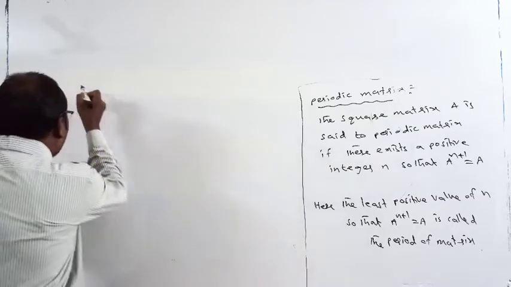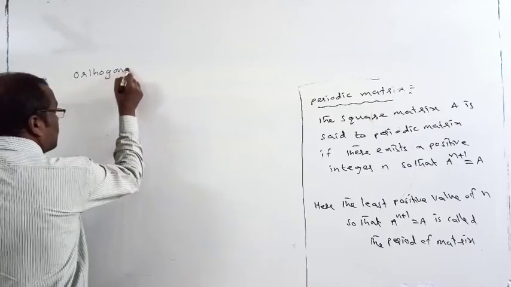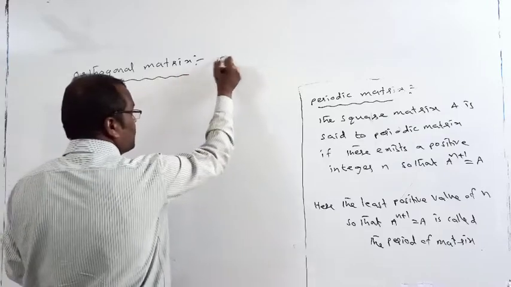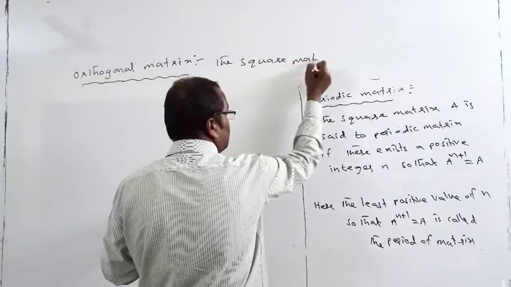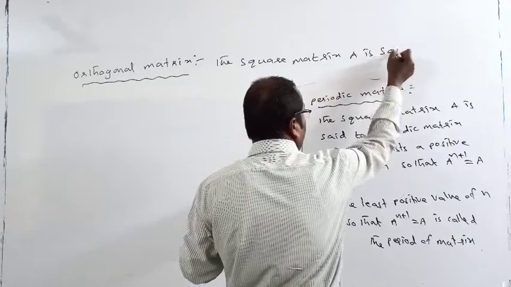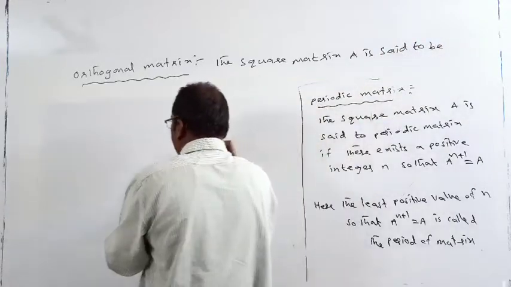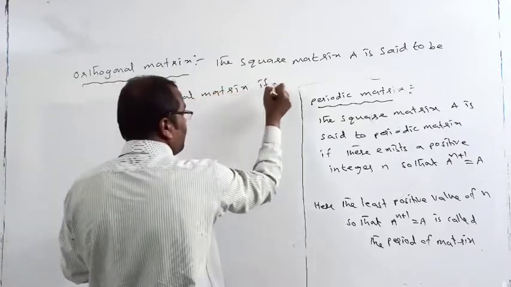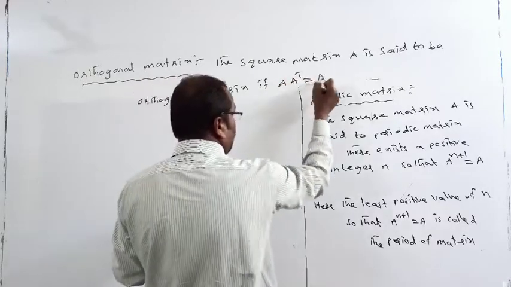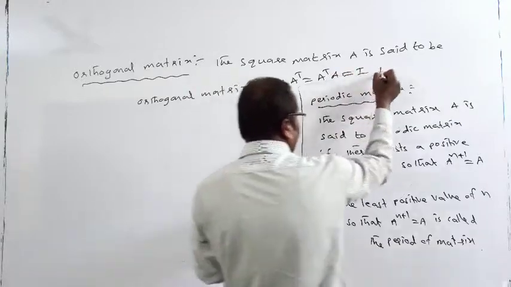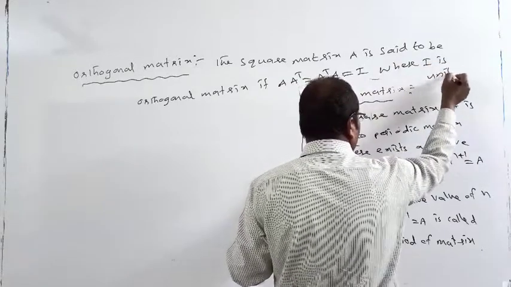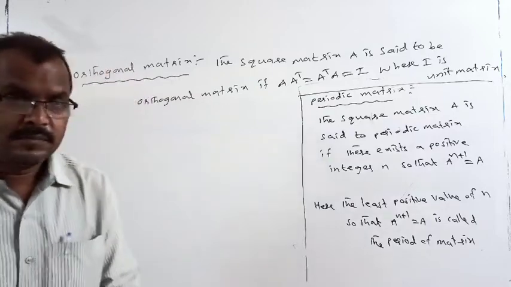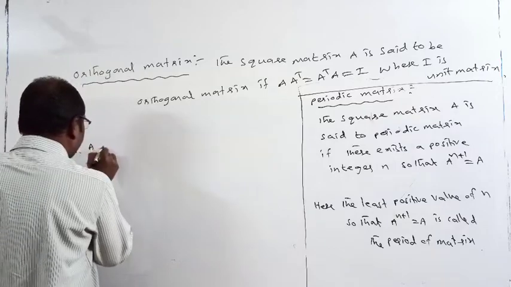Now, next slide, orthogonal matrix. The square matrix capital A is said to be orthogonal matrix if A into A power T is equal to I, where I is unit matrix. So therefore, A is orthogonal.